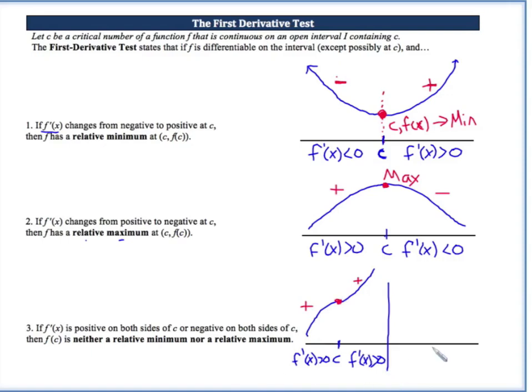So notice this is not a maximum or a minimum. The same thing happens if at c the derivative is negative and then is negative on the other side of c as well. So here we have a decreasing function. We hit 0 at c, and then it's decreasing again. So here the derivative is negative. Here's our critical number, f of c, and here it's negative again. And here we don't get mins or maxes.